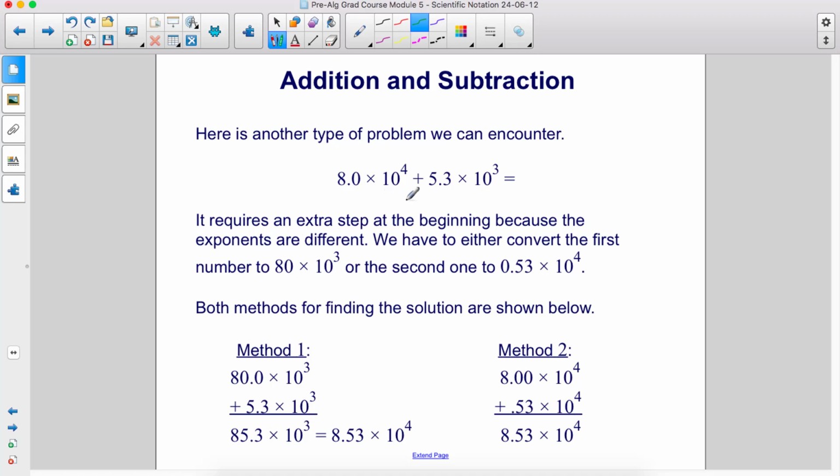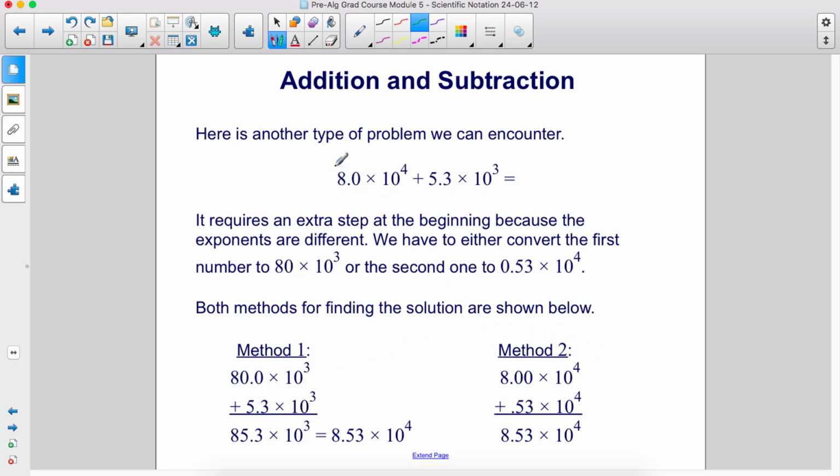8 times 10 to the fourth plus 5.3 times 10 to the third. This one requires an extra step at the beginning because the exponents are different. We have to either convert the first number to 80 times 10 to the third, or the second one to 0.53 times 10 to the fourth. So here's both methods for finding the solution.